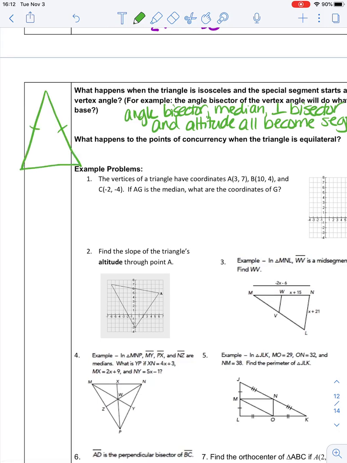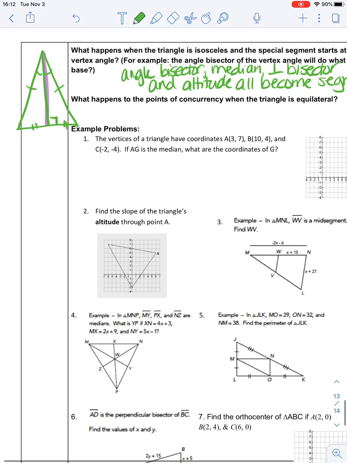So if I take my isosceles triangle, when that triangle is isosceles, the angle bisector also bisects the opposite side at a right angle. So it is the median. So this segment right here is the angle bisector. It's the altitude. It's the perpendicular bisector. And the median. It's all of those things.